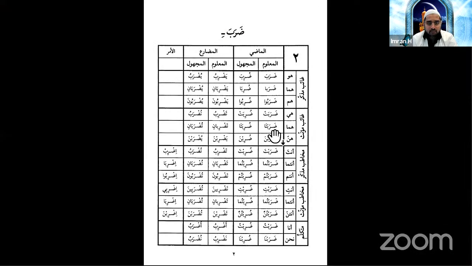So here, huwa yadribu means he hits. Huma yadribani, they two hit. Hum yadribuna, they all hit. Hiya tadribu, she hits. Huma tadribani, they two females hit. Hunna yadribna, they all females hit.